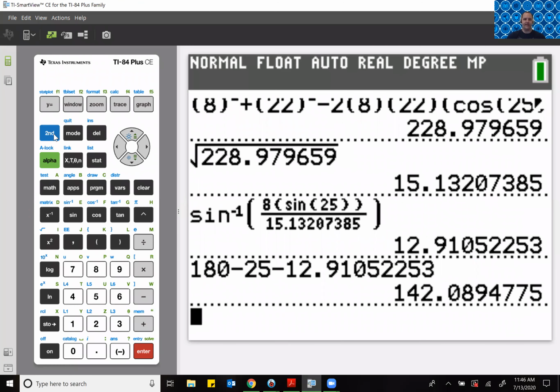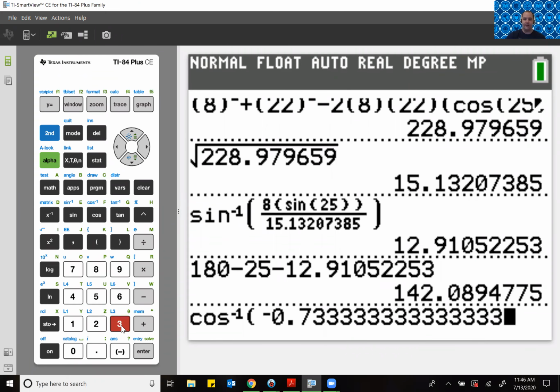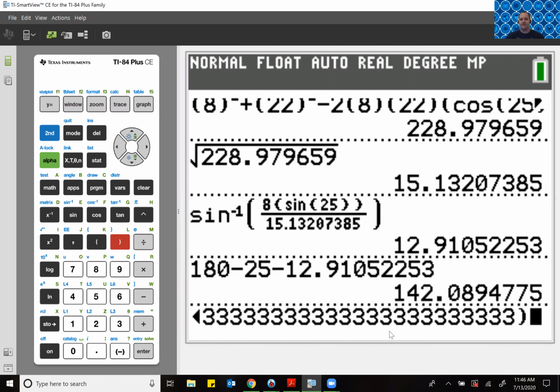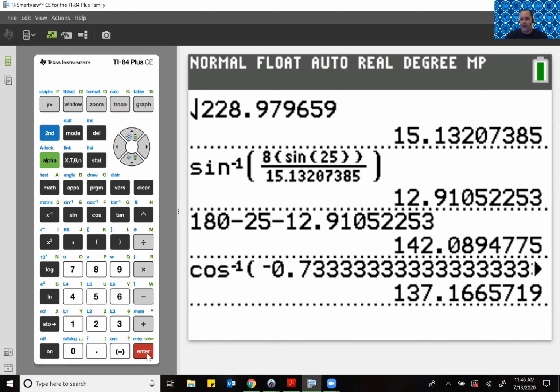So second cosine inverse, negative 0.7, and since this is 3's repeating, all I'm going to do is hit 3 a bunch of times. And I mean a bunch of times. See, look, I'm hitting it a bunch of times and then close it off. Because hitting 3 a bunch of times lets your calculator know this 3 is repeating. Your calculator's smart enough, it actually figures that out. So there's our angle, rounded to 2 decimal places.